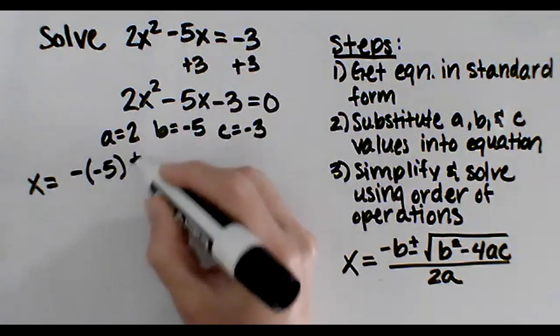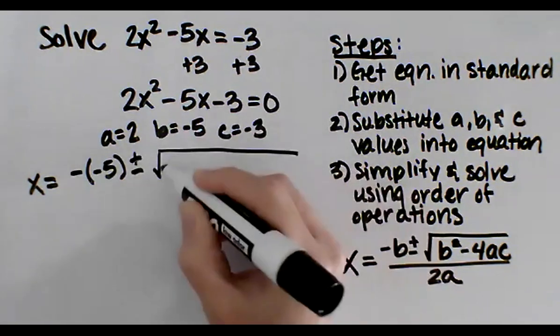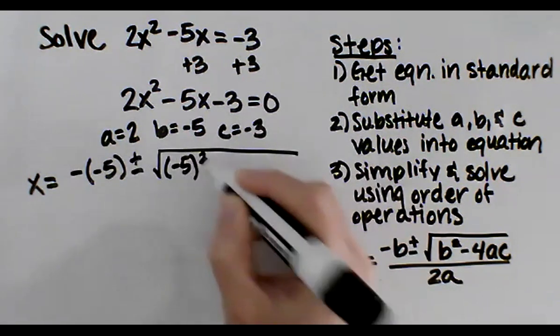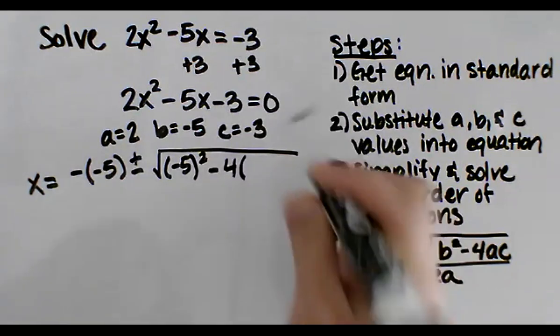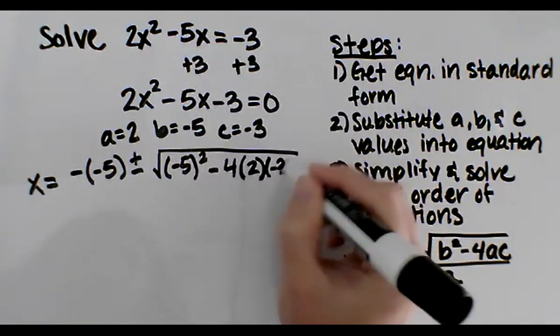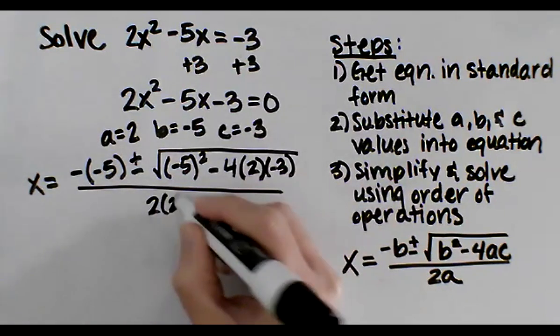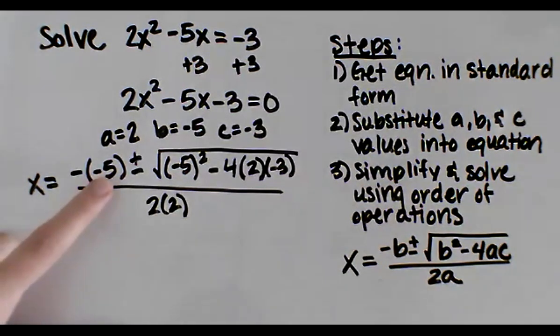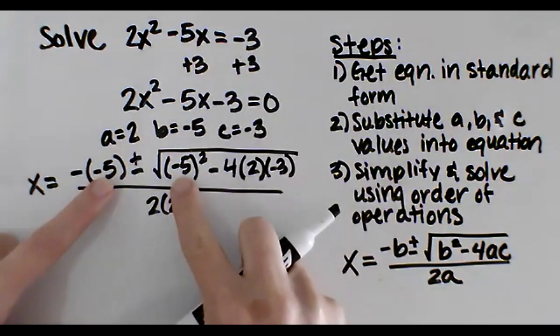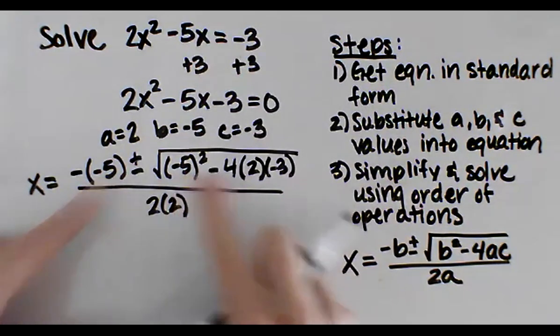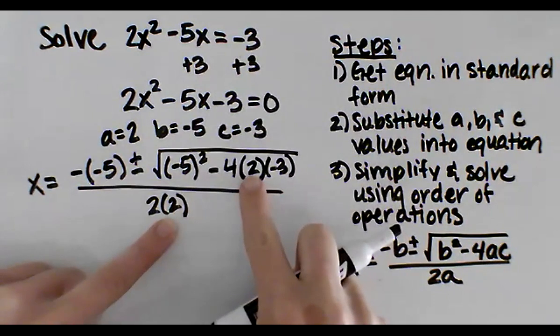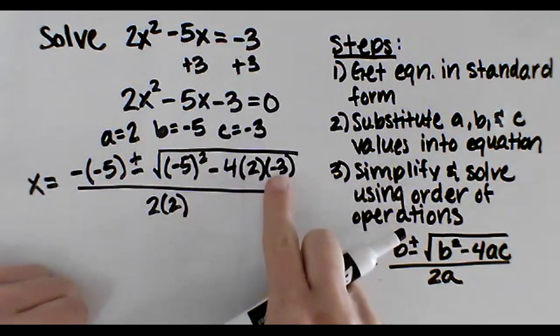-5 plus and minus the square root of -5 squared minus 4 times 2 times -3, all divided by 2 times 2. So you can see that I substituted -5 everywhere we saw a b, I substituted 2 everywhere we saw an a, and -3 everywhere we saw a c.